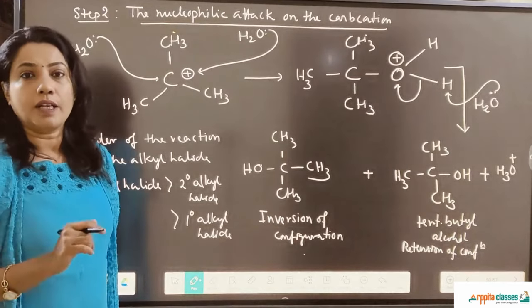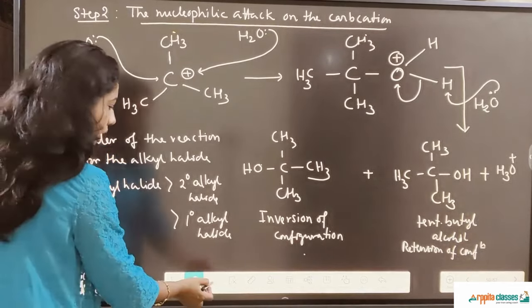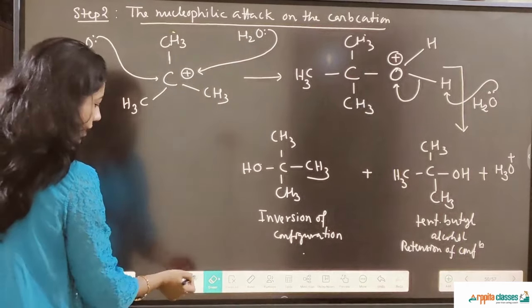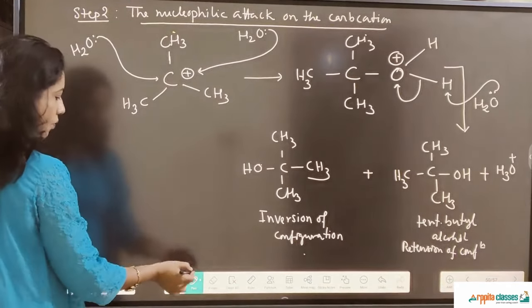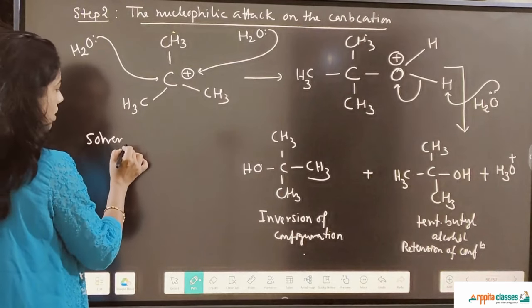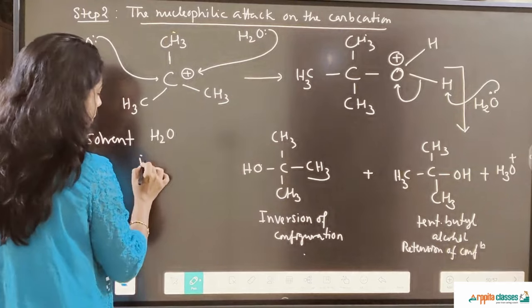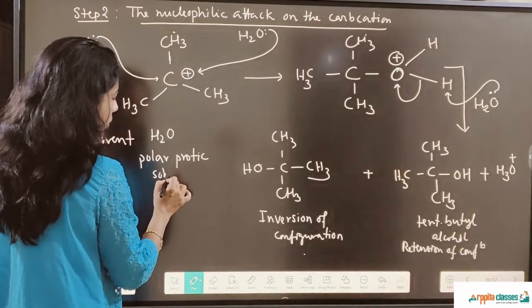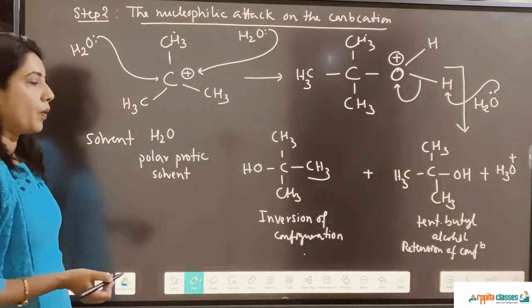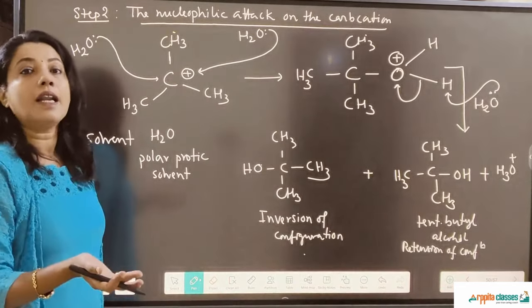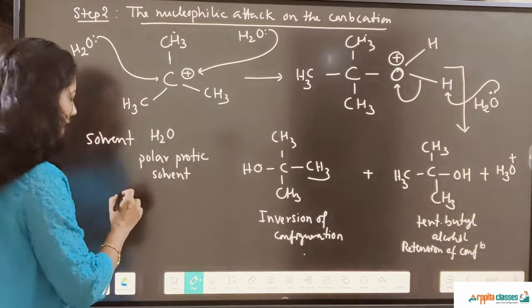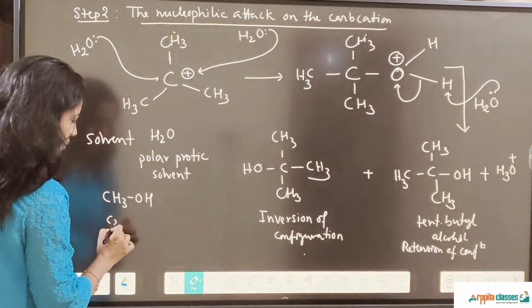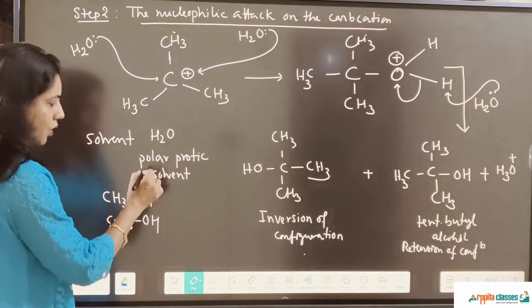Here we are using the solvent, that is water, which is a polar protic solvent. Now this is again very important. In this particular mechanism, we need to use a polar protic solvent. And what are polar protic solvents? Those which generate an H plus. Other polar protic solvents are CH3OH, then C2H5OH, that is alcohols. These are also polar protic solvents.